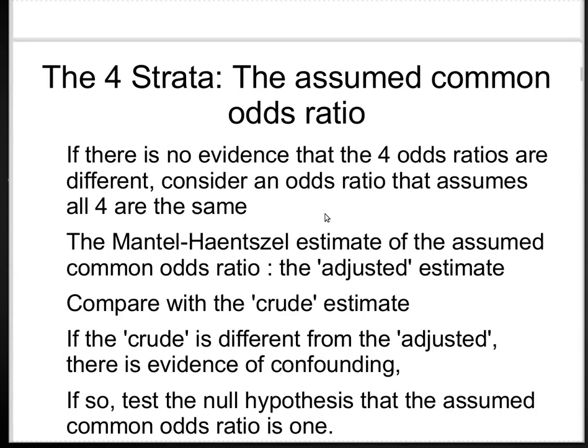Then, if we were to, on the basis of some methodology, including the test of significance, make the assumption that there's no difference among the 4 odds ratios, then we come to the assessment of the assumed common odds ratio. And we have, from our stratified analysis, the Mantel-Haenszel estimate of the assumed common odds ratio, sometimes called the adjusted estimate, which would then be compared with the crude. If we are prepared to assume that the 4 odds ratios are the same, then we are in the position to be able to address confounding. And the null hypothesis that is under consideration is that the assumed common odds ratio is 1 that we have available to us.